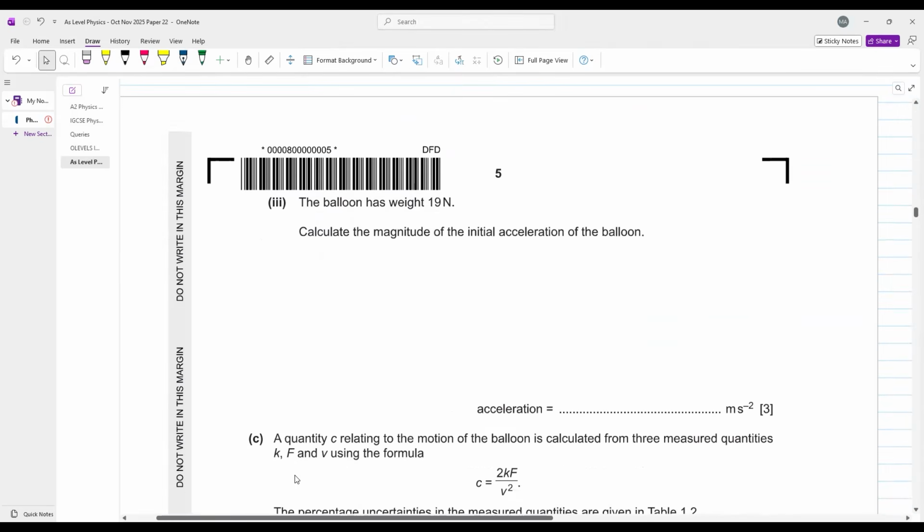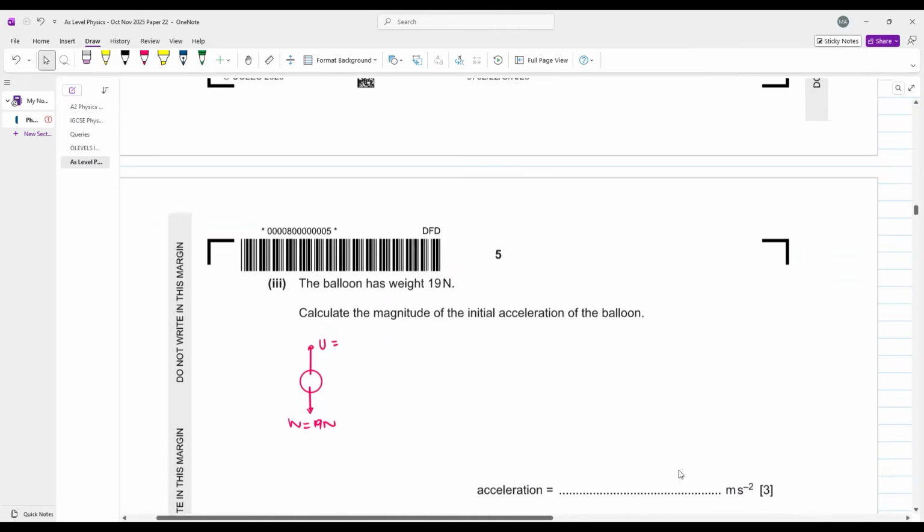Okay. The balloon has a weight of 19 Newton. Calculate the magnitude of initial acceleration of the balloon. How will you do that? First of all, let's suppose this is your balloon. On the balloon, a downward force is acting, that is the weight of 19 Newton. On the balloon, an upward force is acting, that is upthrust. Upthrust was equal to, let me see, 33 Newton.